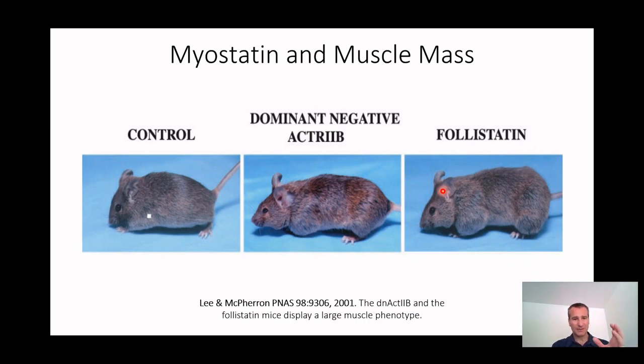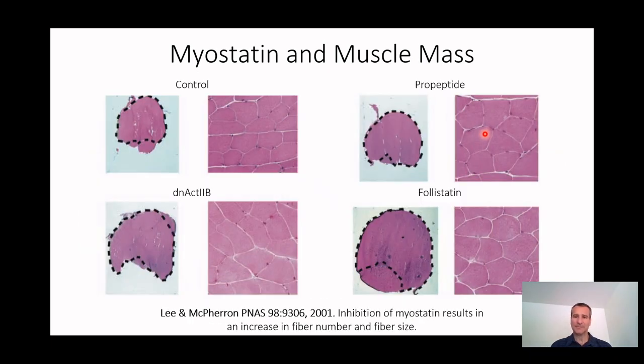All right, so what you can see is that if you put in any of these things, if you break the receptor for myostatin, you get bigger muscle mass. If you put in follistatin, you get bigger muscle mass. And it's not just that you get bigger muscle mass, it's that with the propeptide to myostatin, you get probably about a 2-fold increase in cross-sectional area of the fibers. Dominant negative activin 2B, you get a nice increase. Again, with follistatin as well.